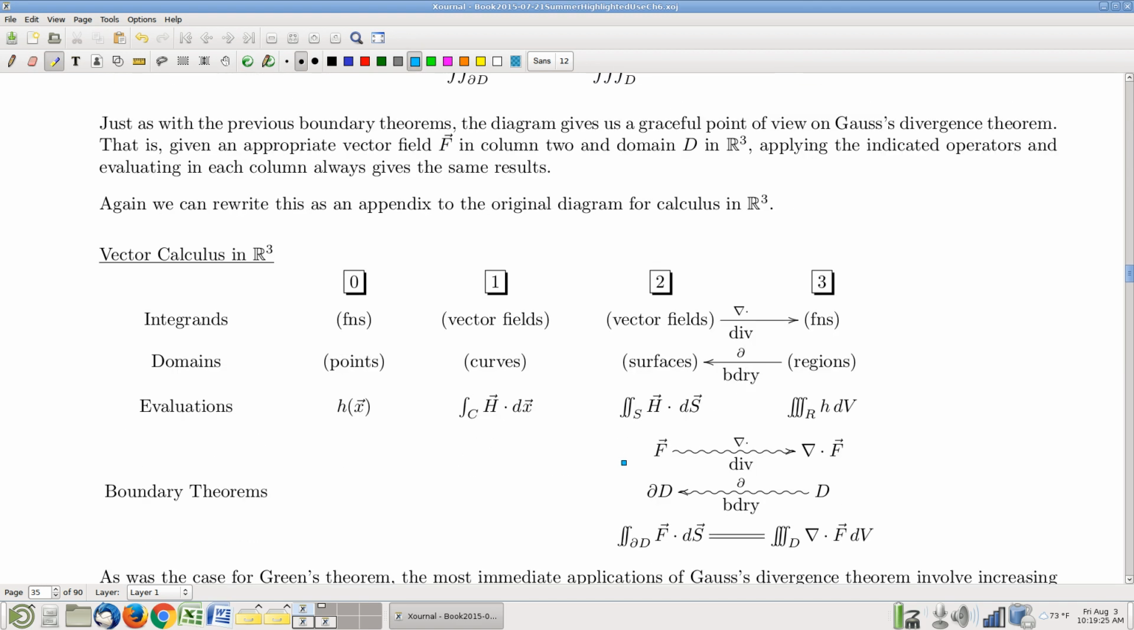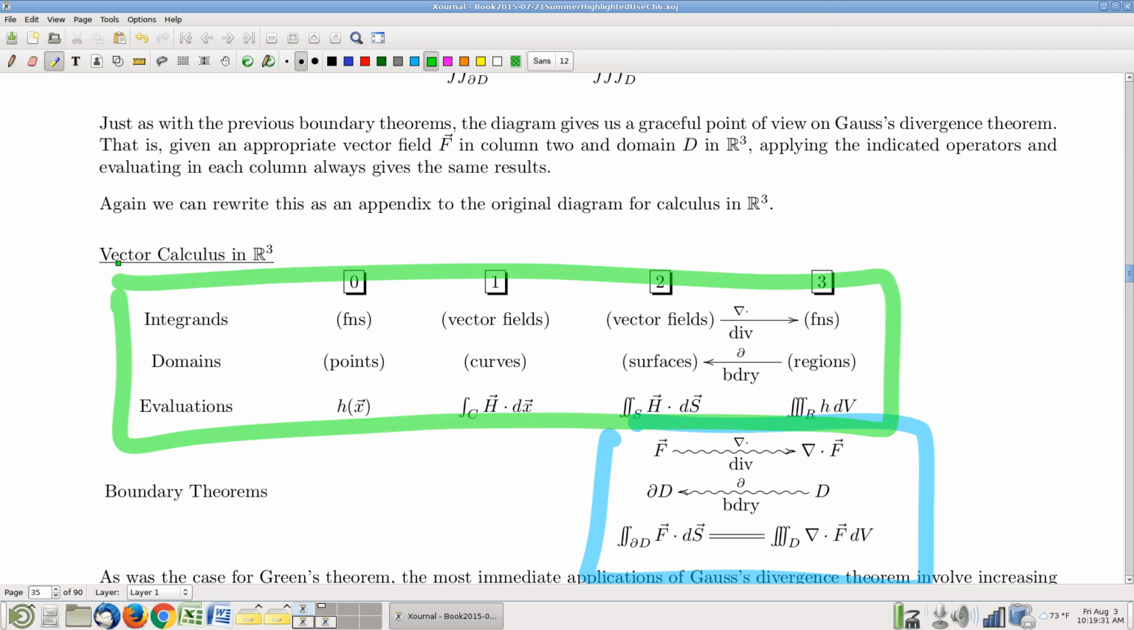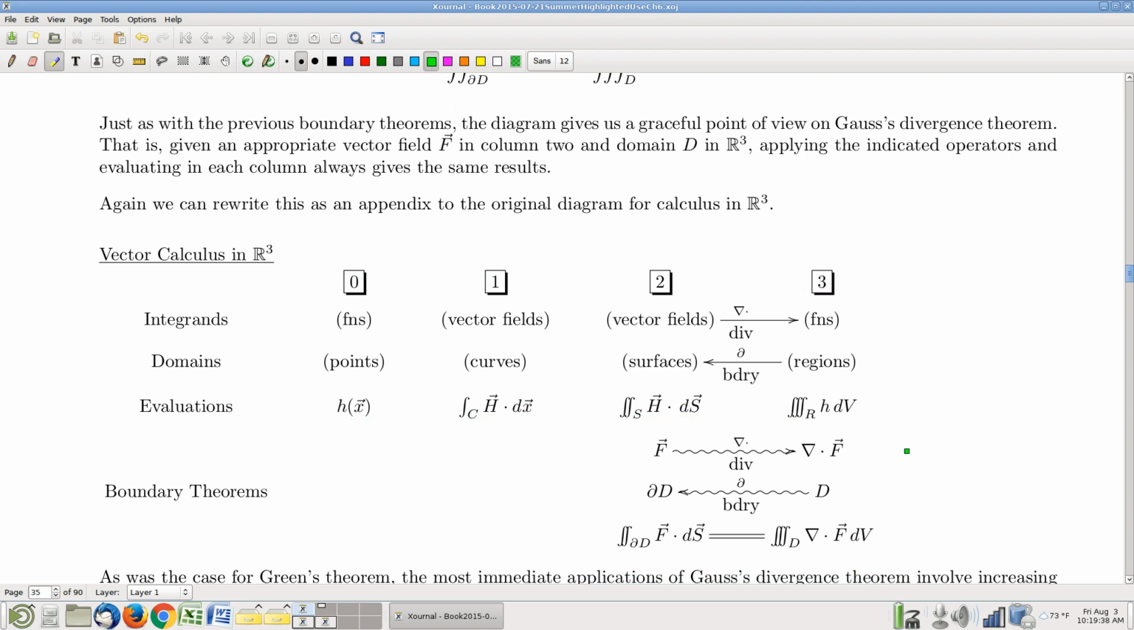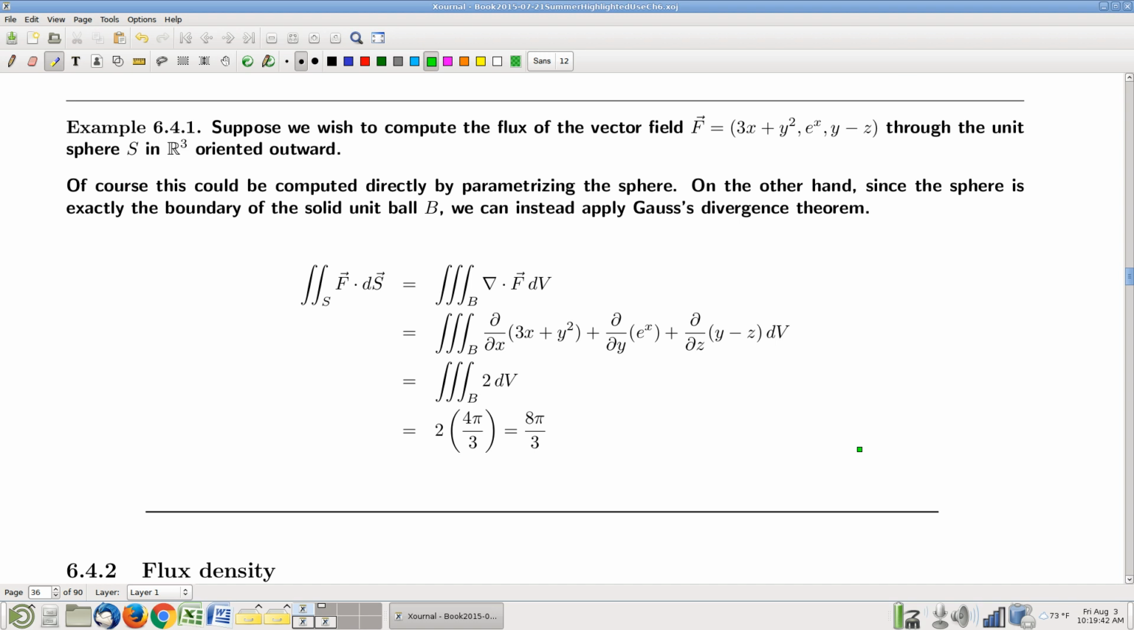Again, I like to write the theorem separate from the context. I like to leave this original organization of our players there, and then the theorem separately down here. Okay. So a quick example.